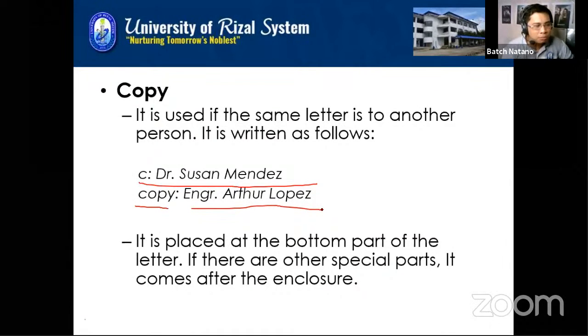If there are other special parts, they come after the enclosure. If you will be specifying enclosure and copy, the arrangement will be enclosure, copy, identification line, wherein the identification line must always come at the last part, at the bottom of the paper. Again, it's only on a case-to-case basis if you will be using all these special lines. But the attention line and subject line are the commonly used special parts of the letter.